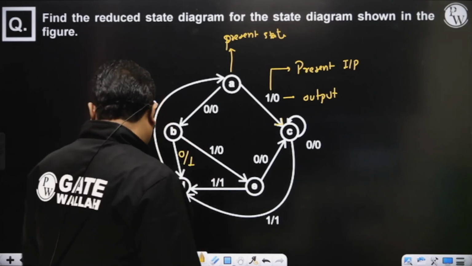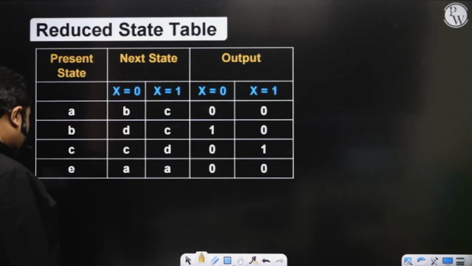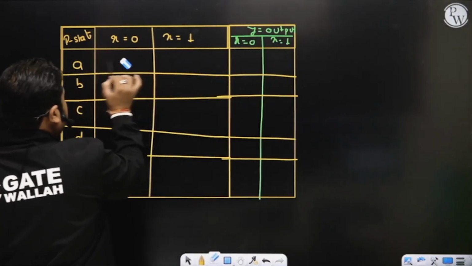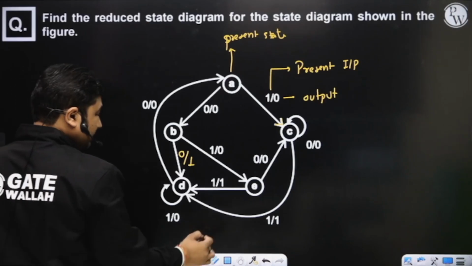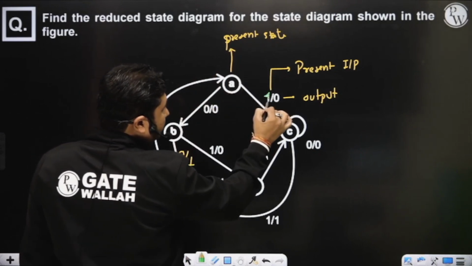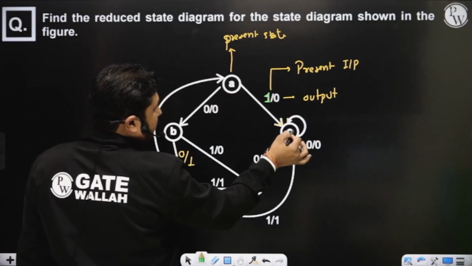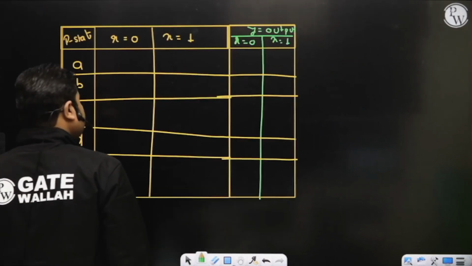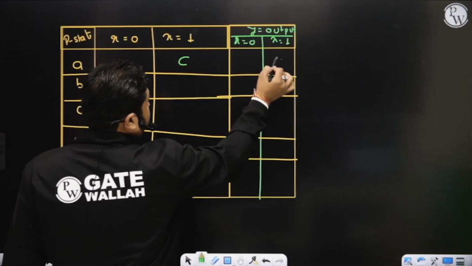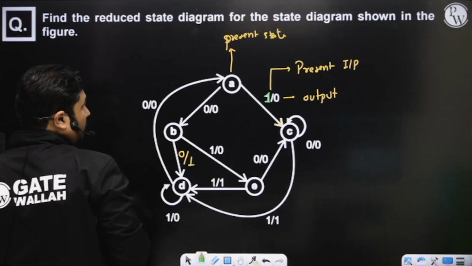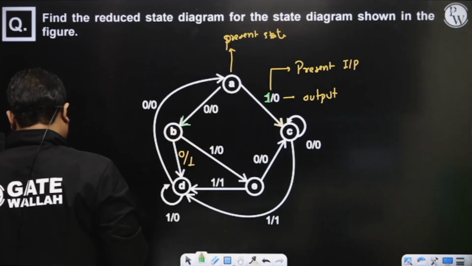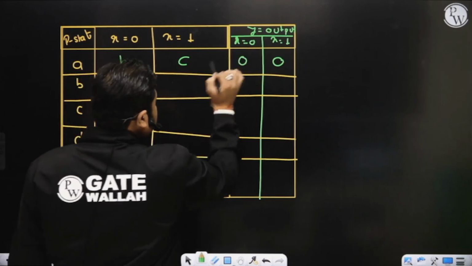Now please observe. Let me mention it again. Present state is A with input X equal to 1: next state is C, and the output is 0. With input X equal to 0: next state is B, output 0. Is it okay?